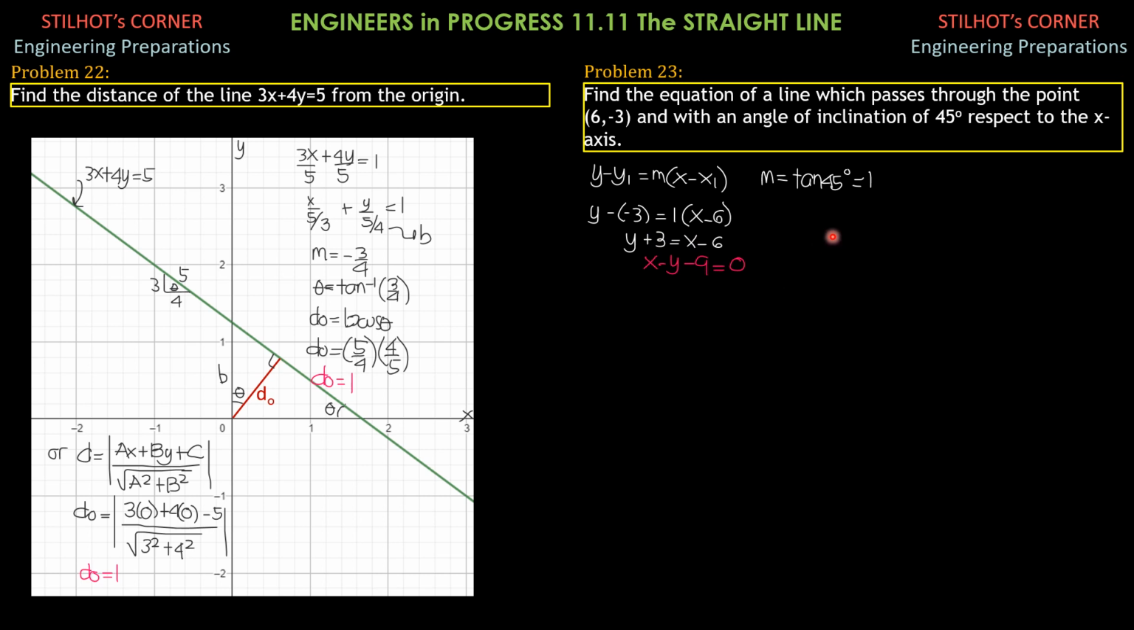So another way is, if the slope is 1, then the solution should be x minus y equals x1 minus y1. So x minus y equals 6 minus y1, negative 3, so equals 9. Transpose 9 to the left, so that's why you have x minus y minus 9 equals 0.